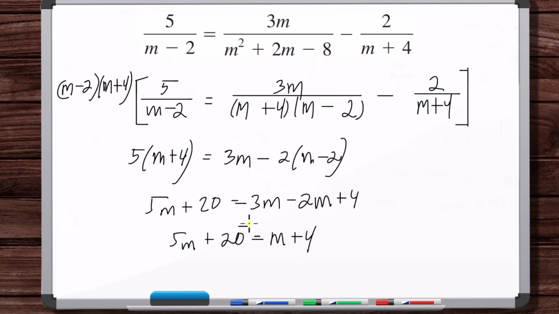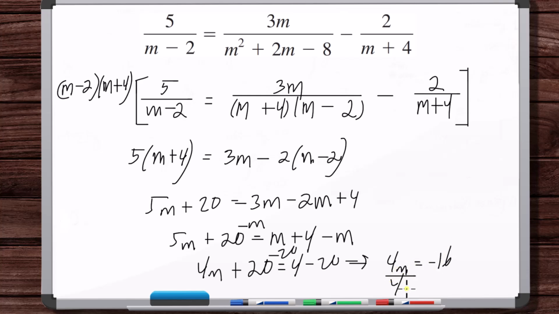Now let's subtract M from both sides. 4M plus 20 is equal to 4. Now let's subtract 20 from both sides. We've got 4M is equal to minus 16. So M is equal to minus 4, but this doesn't check out. So there's no solution here.